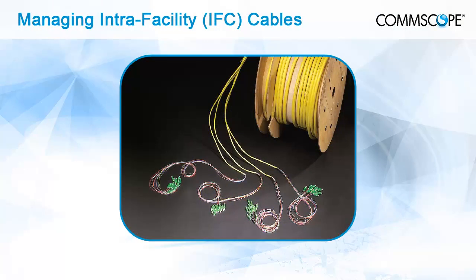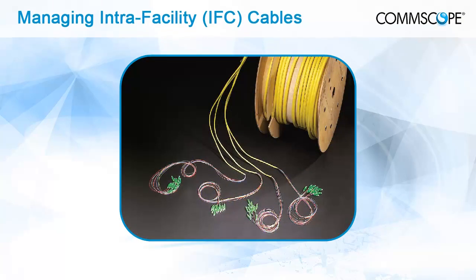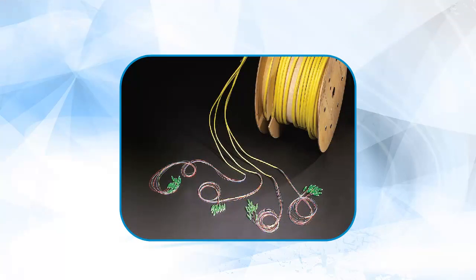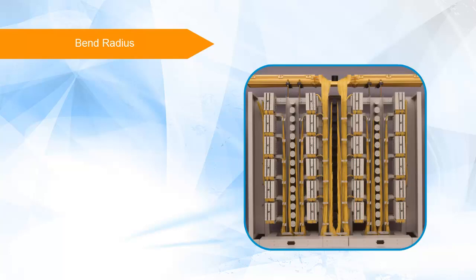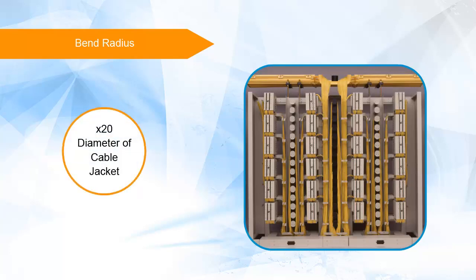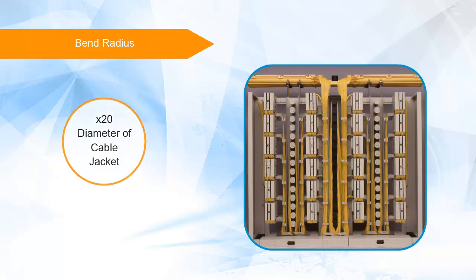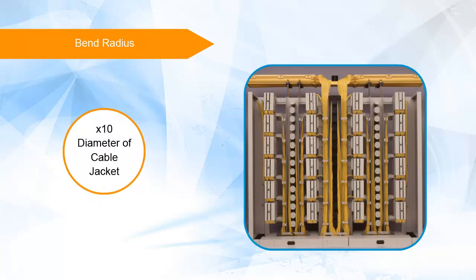When working with intra-facility cables or IFCs, the following factors must be taken into consideration to ensure the best possible performance and ease of maintenance. Bend radius. For cables with load, it is necessary to maintain a bend radius that is 20 times the diameter of the cable jacketing. However, if no load is on the cable while tied down, you are able to maintain a lower 10 times bend radius.